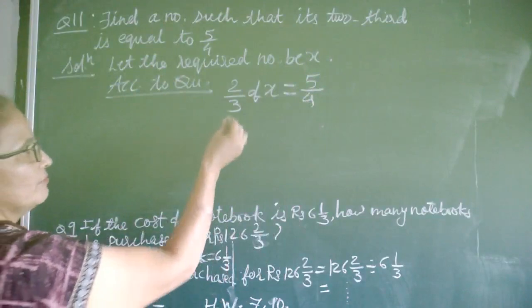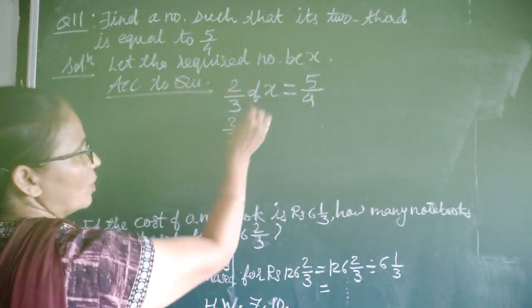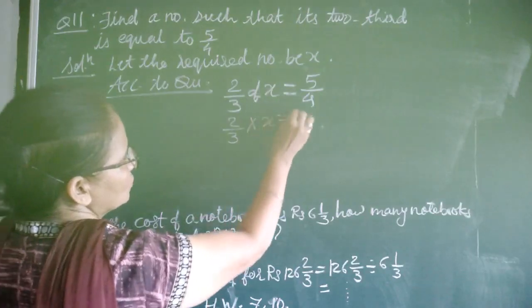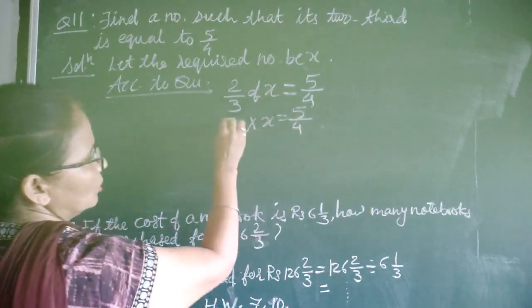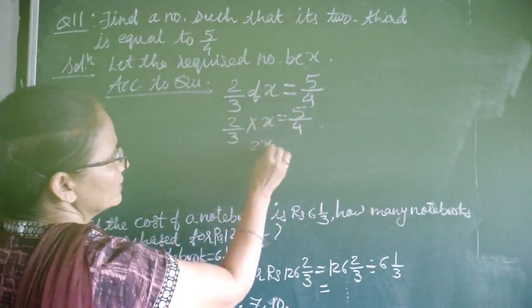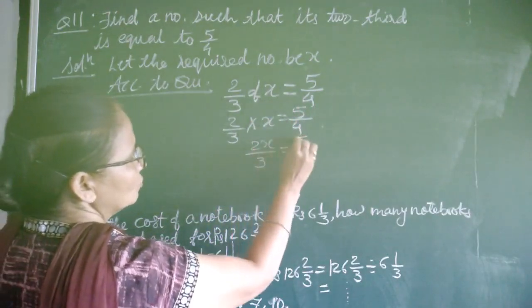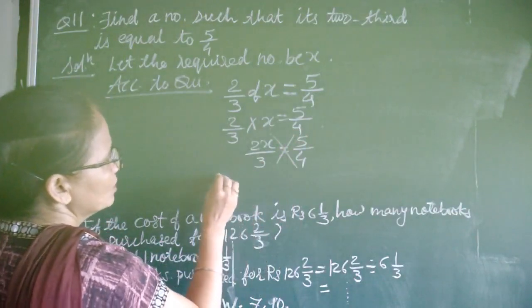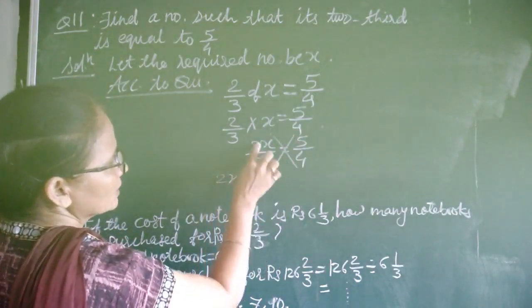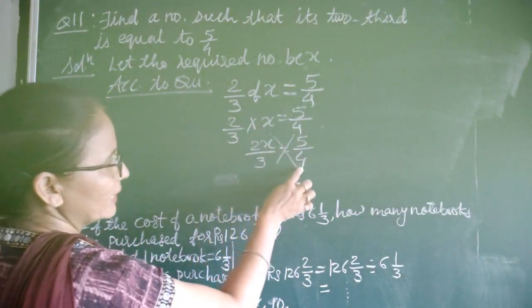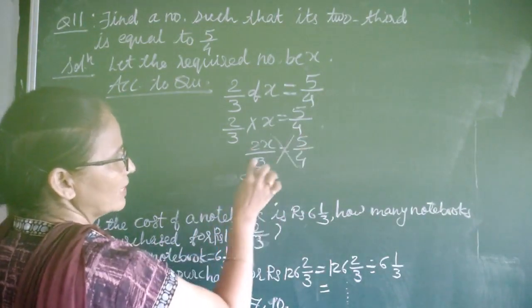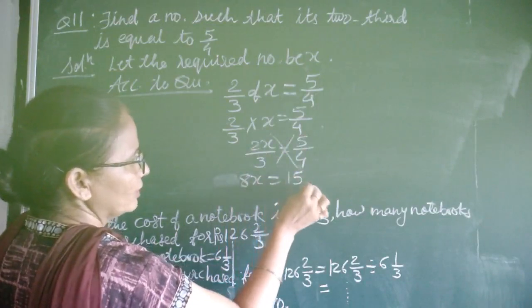Now let's simplify. 2 by 3 of means which operation? Multiplication. x is equal to 5 by 4. Now 2 into x, 2x by 3 is equal to 5 by 4. You know you have to use cross multiplication. So 2x into 4. You can multiply directly also. 4 2s are 8x is equal to 5 into 3, that is 15.